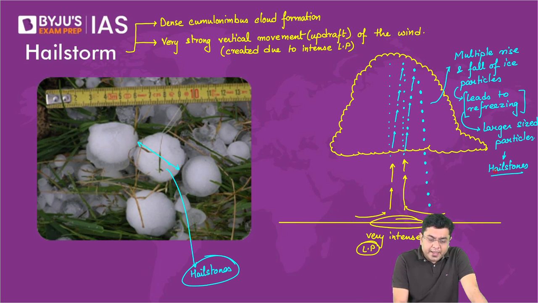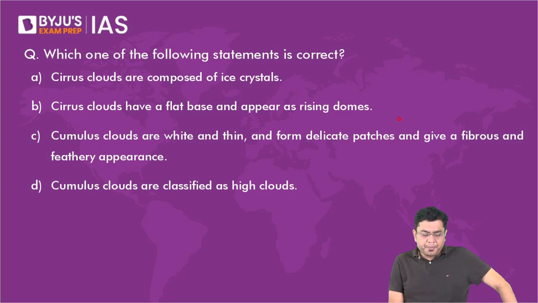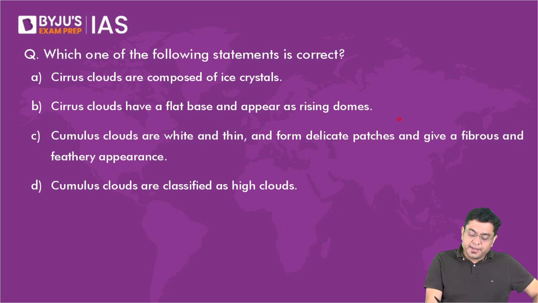Okay. Now, after this is a kind of a question which has appeared in prelims previously. So take this question. Which of the following statements is correct about clouds? Answer is cirrus clouds are composed of ice crystals. Why the other statements are incorrect? Cirrus clouds have a flat base and appear as rising domes.